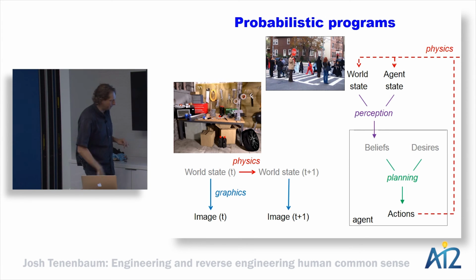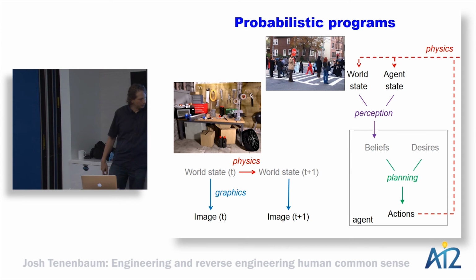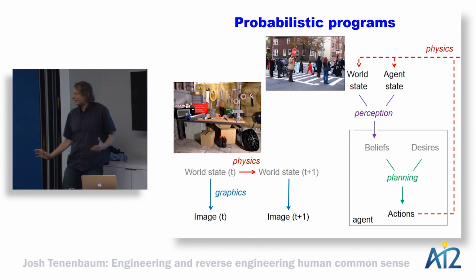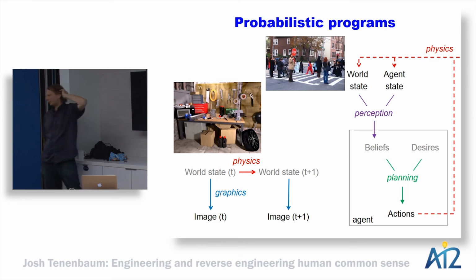And I only have about 10 minutes. So what I'll mostly do is talk about the physics engine part of things and maybe a little bit about the planning engine. But the basic idea is to define these world models, which you could look at and say, well, those look like directed graphs.